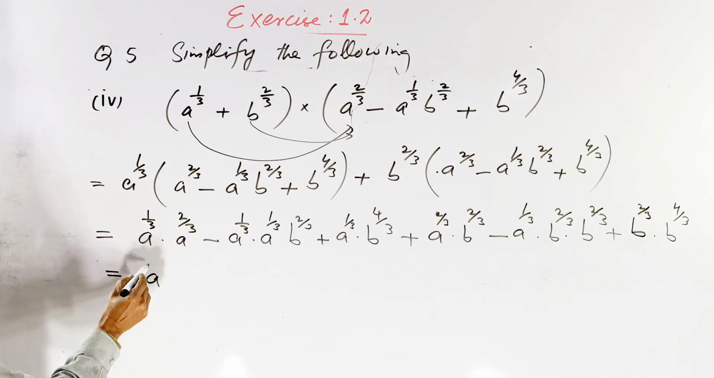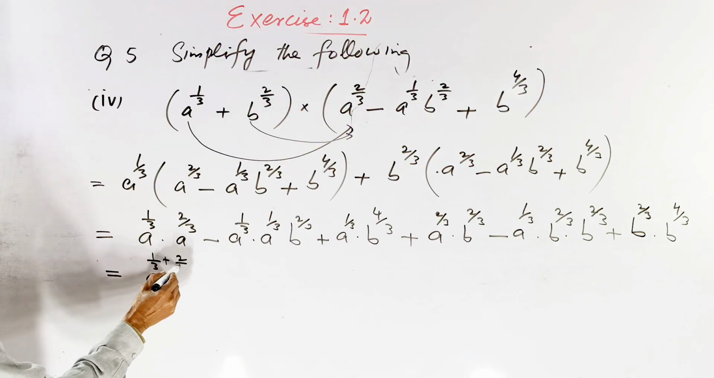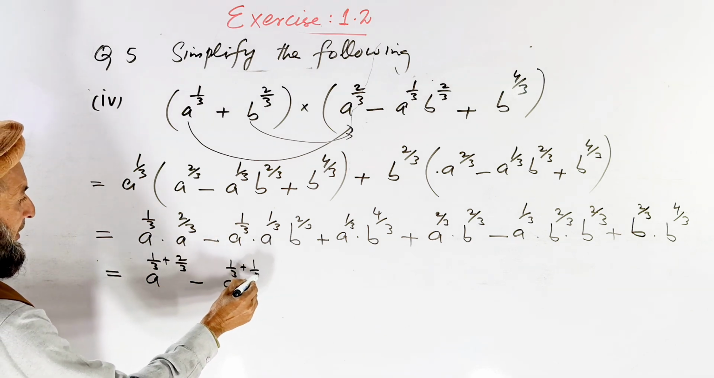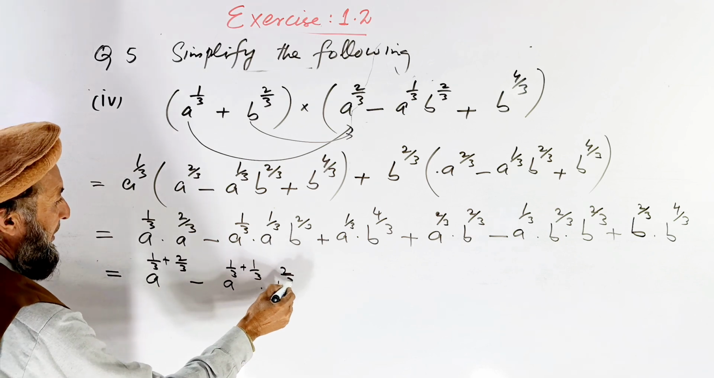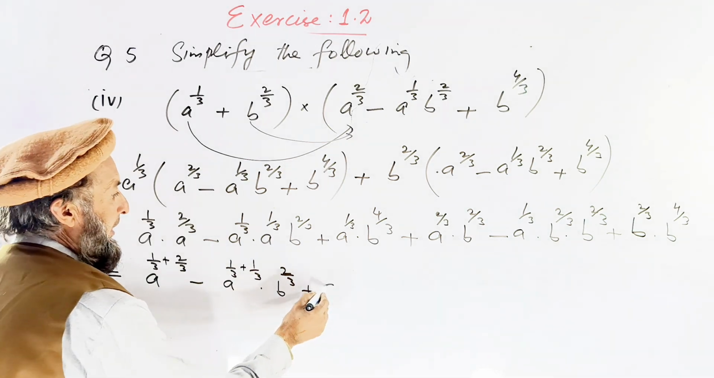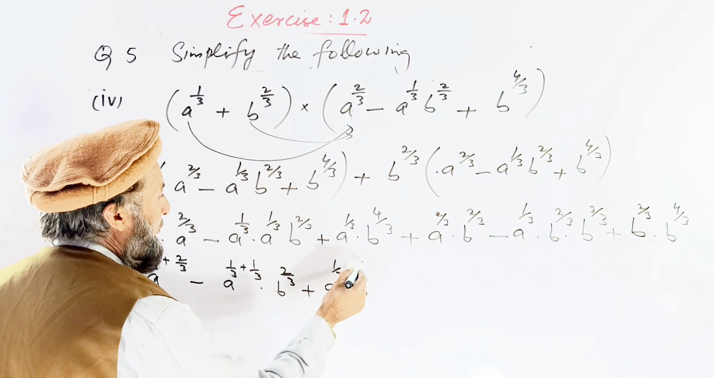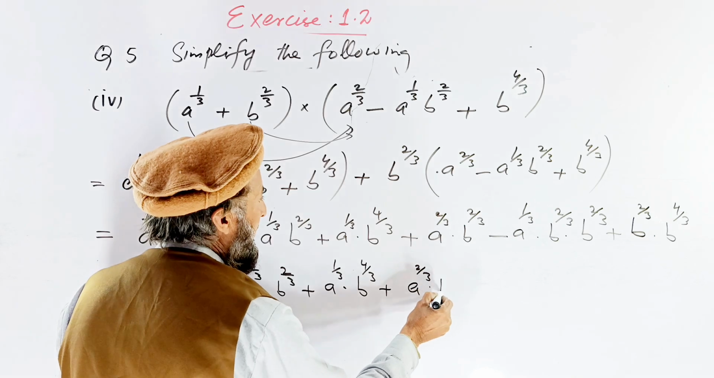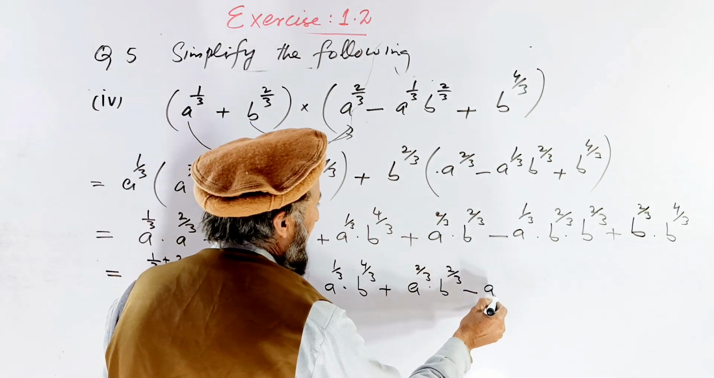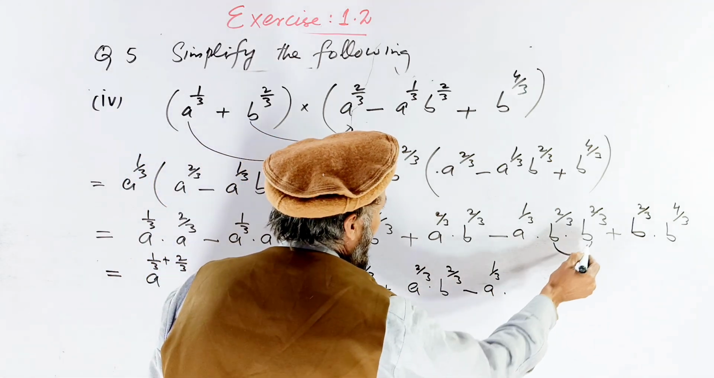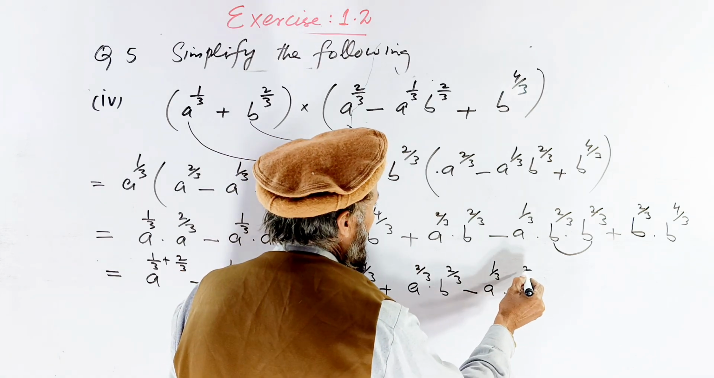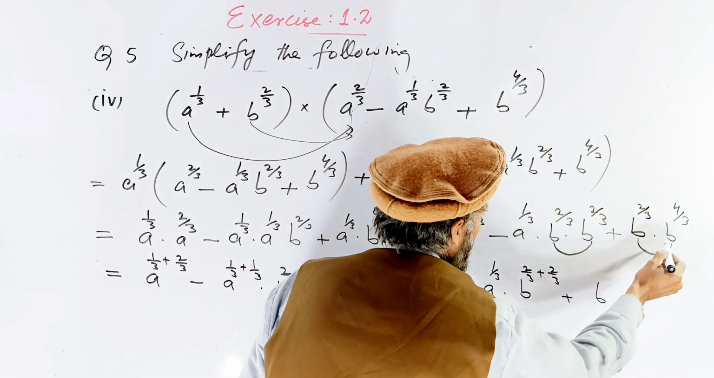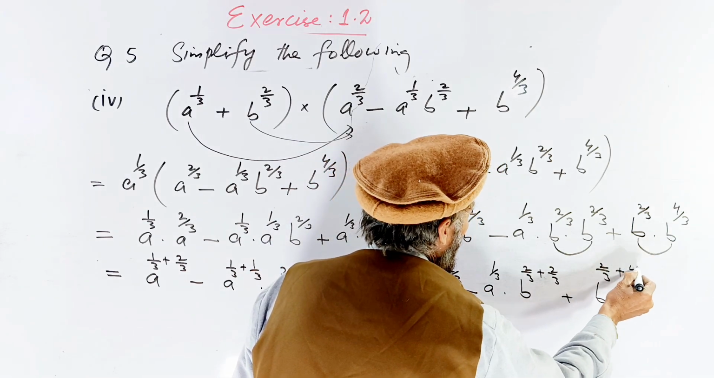We add the exponents: a 1 by 3 plus 2 by 3 minus a 1 by 3 plus 1 by 3 into b 2 divided by 3 plus here a 1 by 3 and b 4 by 3 plus a 2 by 3 and b 2 by 3 minus a 1 by 3, and here we can also add their powers: b 2 by 3 plus 2 over 3 plus b, here also add 2 by 3 plus 4 over 3.